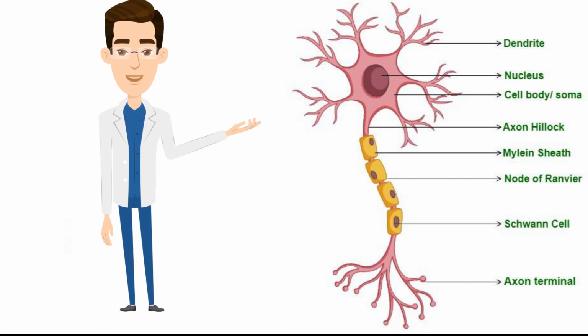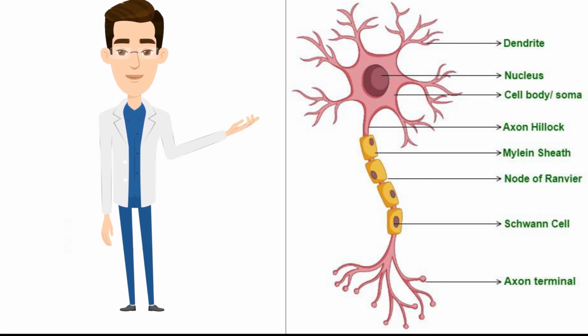How neural signals work. 1. Reception. A neuron receives chemical signals from other neurons through its dendrites. 2. Processing. The cell body processes the incoming signals. If the signal is strong enough, it triggers an electrical impulse called an action potential.